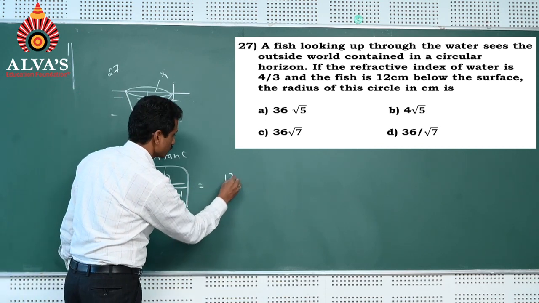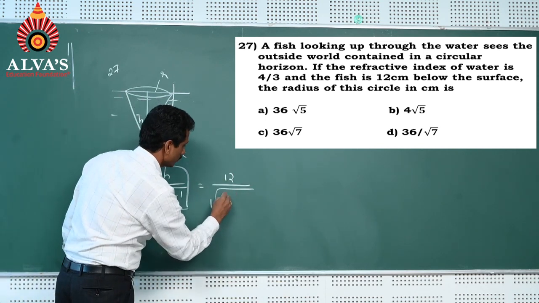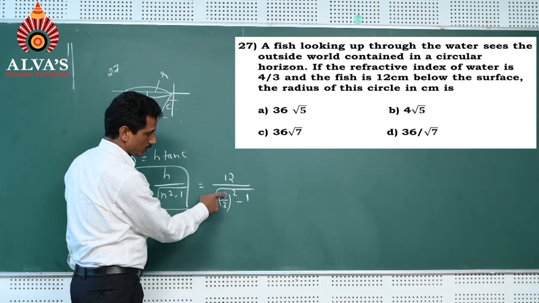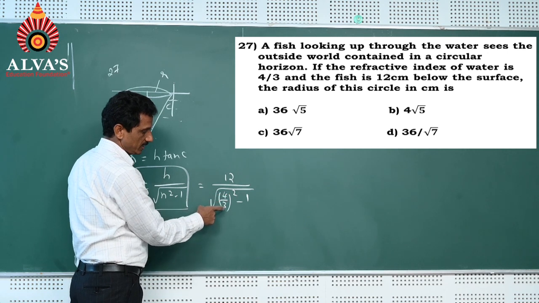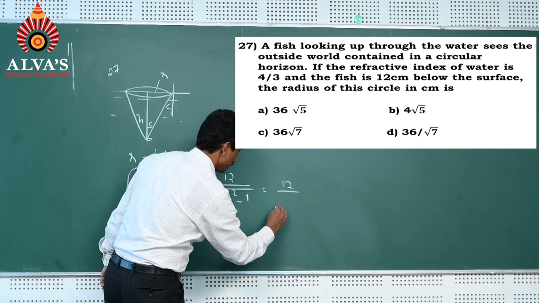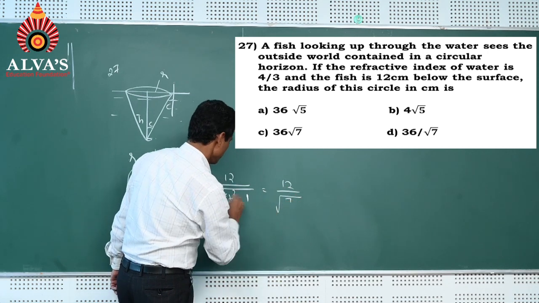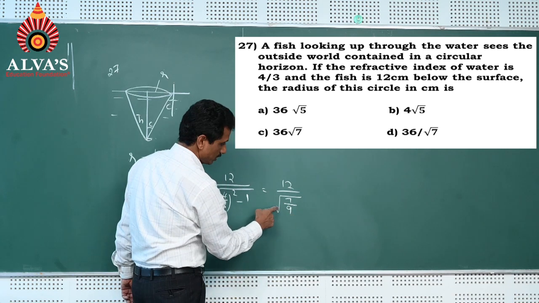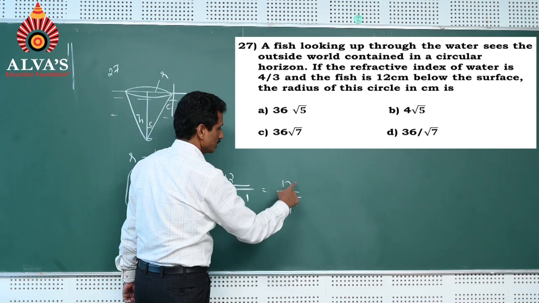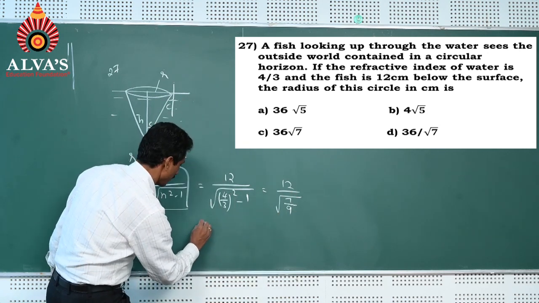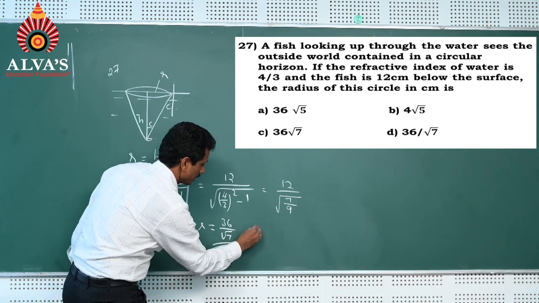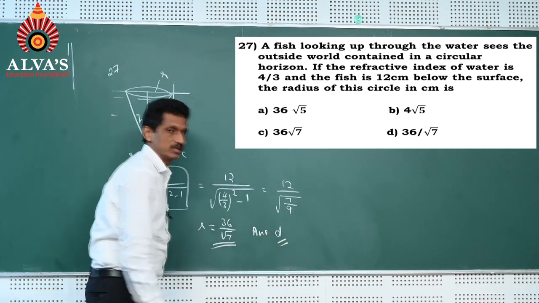Therefore, R is equal to H, which is 12 centimeter, divided by root of (N square minus 1), with N equal to 4 by 3. 4 by 3 square is 16 divided by 9. 16 minus 9, it is 7. It is 12 divided by root of 7 by 9. Root of 9, remove it from the square root, it is 3. 3 goes to the numerator. Therefore, R is equal to 36 divided by root 7. Hence, the answer is D.